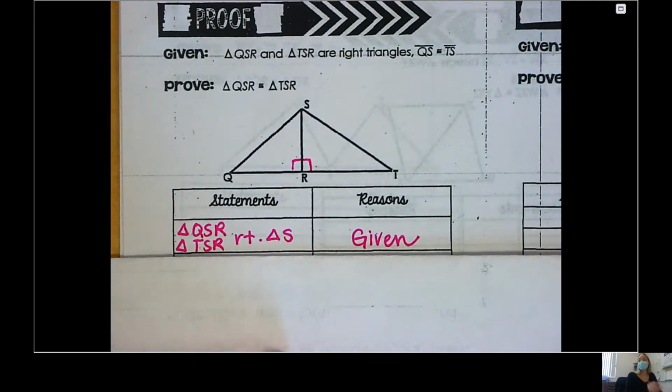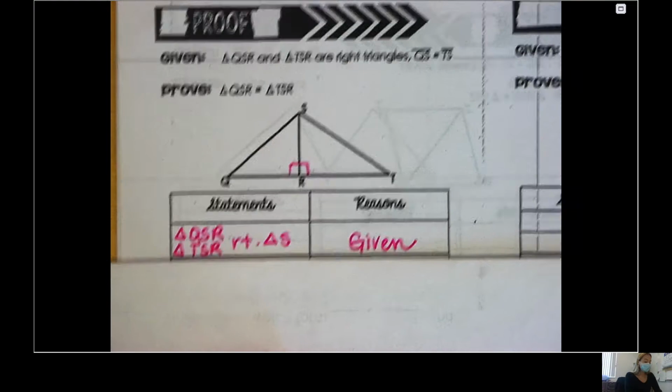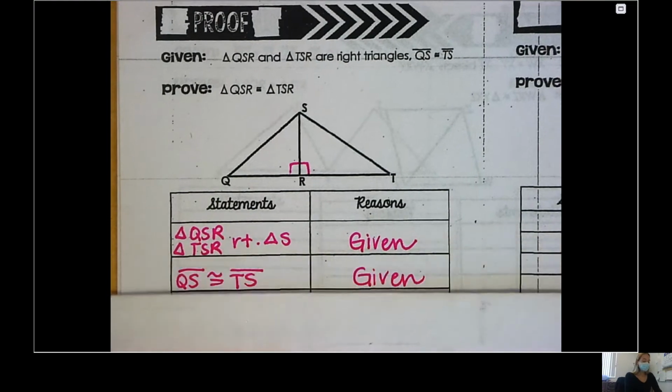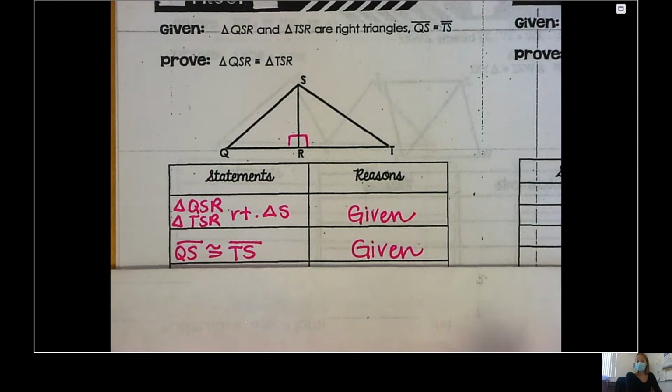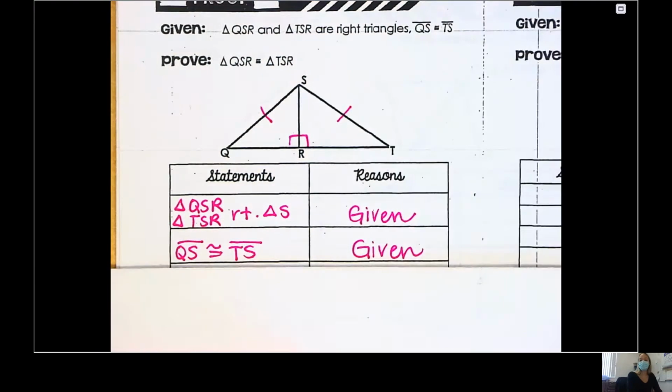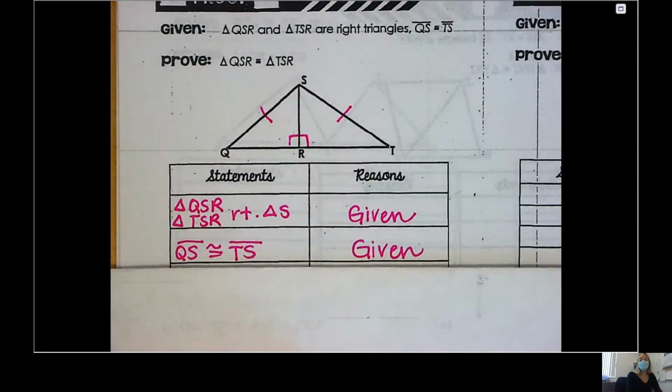All right. What was your second sentence? Christian, what was your second sentence? Side QS is congruent to QS. Perfect. And what was your reason? Given. Beautiful. And what should you mark in the picture, Christian? QS, with a tick mark. Good. Fantastic. Okay. Got two pieces of information there.